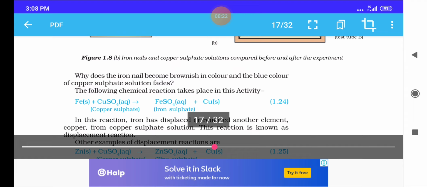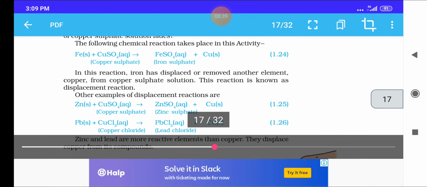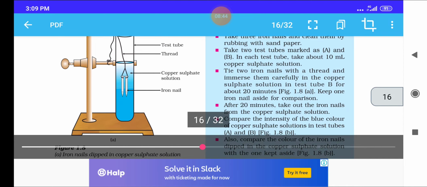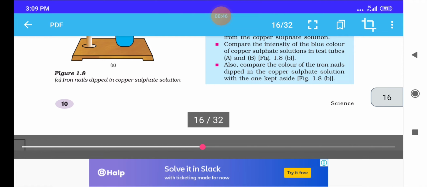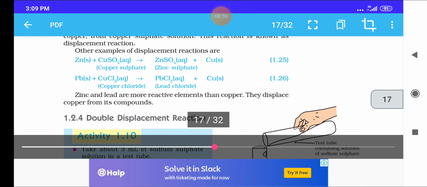That means the copper sulfate solution, which is blue in color, will become green in color. Similarly, more active metals like zinc and lead will displace the copper from its solution to form their respective salts like zinc sulfate and lead chloride, and copper will be displaced. In this you can say the more active metal will displace the less active metal, and the vice versa can't be possible. More active metal will displace the less active metal.